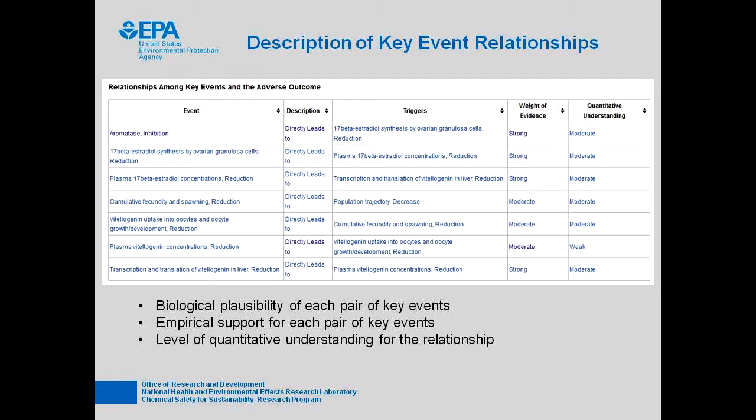The key event relationships are listed next in that summary section. And again, if we were to follow the links to that particular page, we would find textual descriptions describing the biological plausibility for the upstream key event leading to the downstream key event. We would find information about the empirical support for each pair of key events.